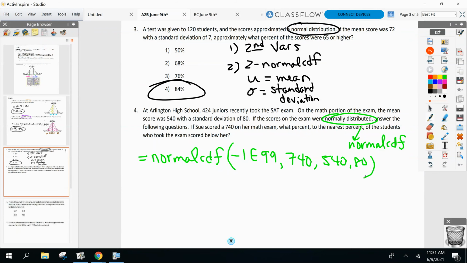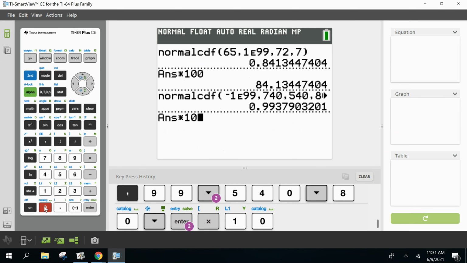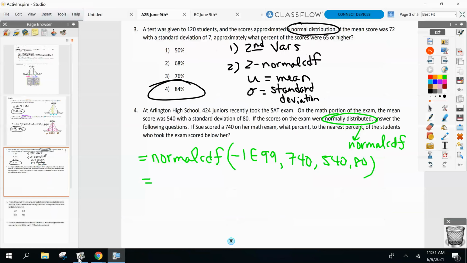All right, and then let's figure out what the answer is. It says to the nearest percent. Enter. All right, that's a percent as a decimal. Multiply it by 100. Nearest percent, so about 99%. In other words, Sue is a stud. 99% of people scored below her.